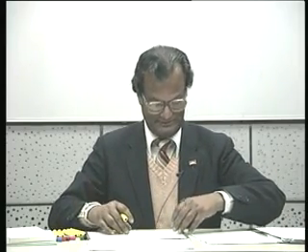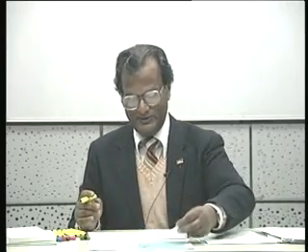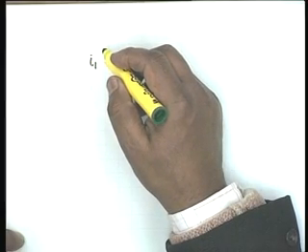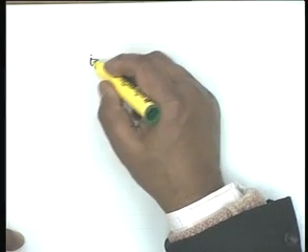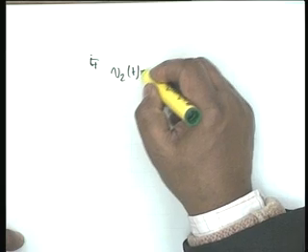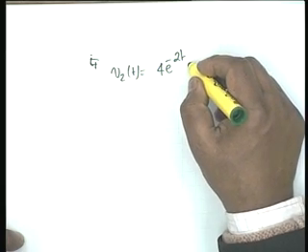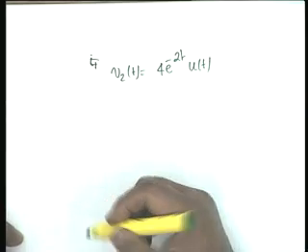Now, the total procedure, if you go through the final solution, I think I will leave the rest of the working to you. The final solution is I1(t). Now, what did you want to find out? V2. V2(t) is equal to 4 e to the minus 2t u(t). This is the solution.